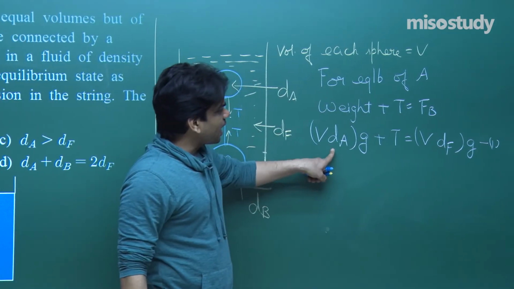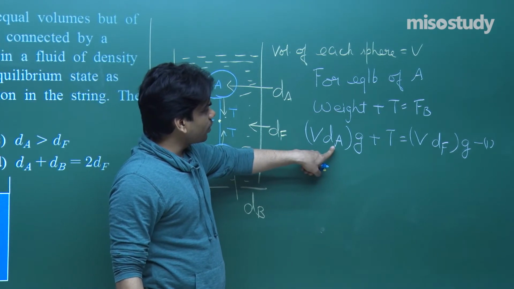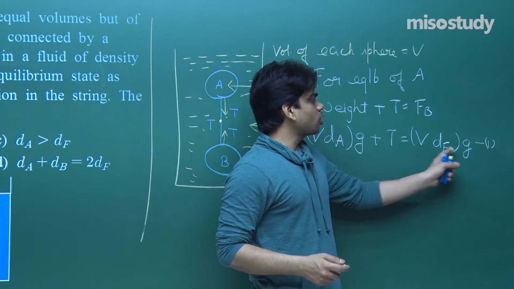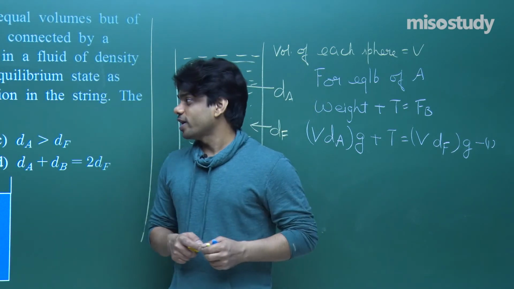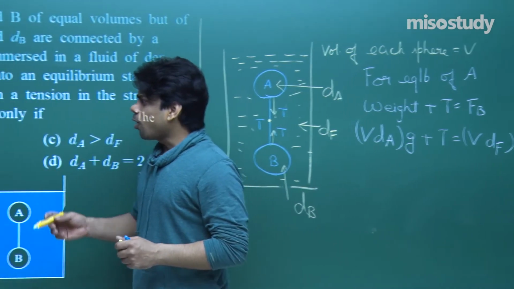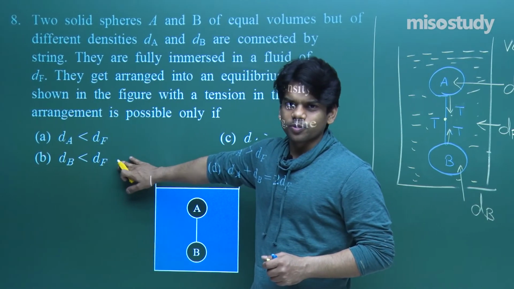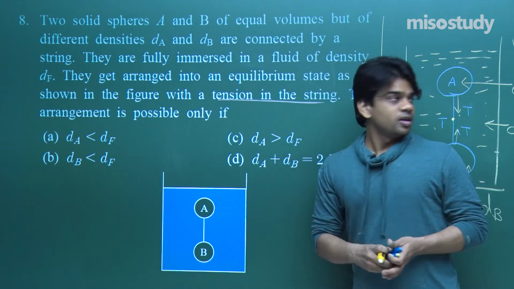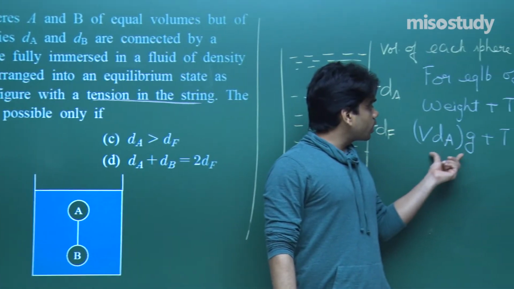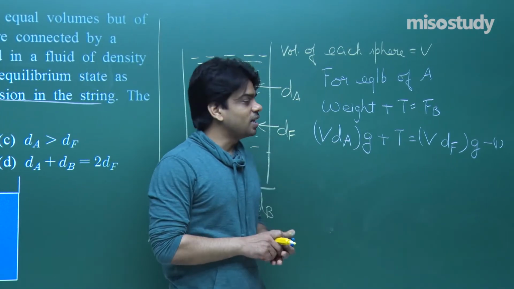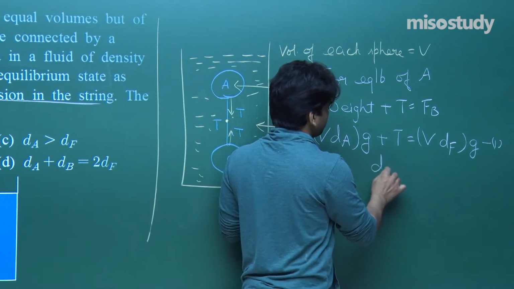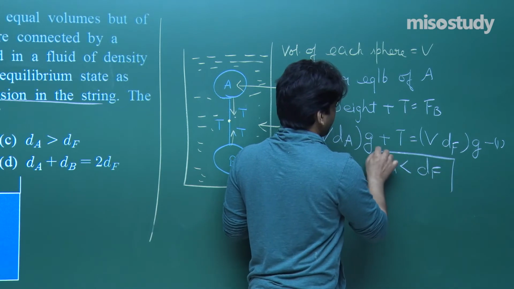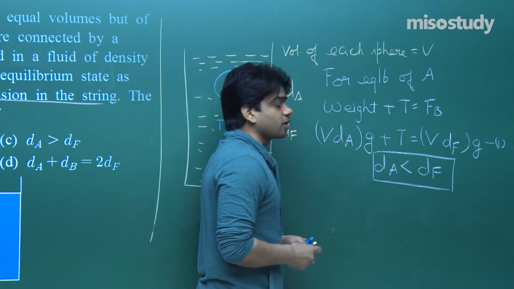Clearly from this you can comment that density of A will be less than density of the fluid, because V and g are common. So option A we can get from the first equation, because it says there is tension in this string. If the tension is positive, clearly you can say that dA will be less than dF from equation number 1. This is the first conclusion.